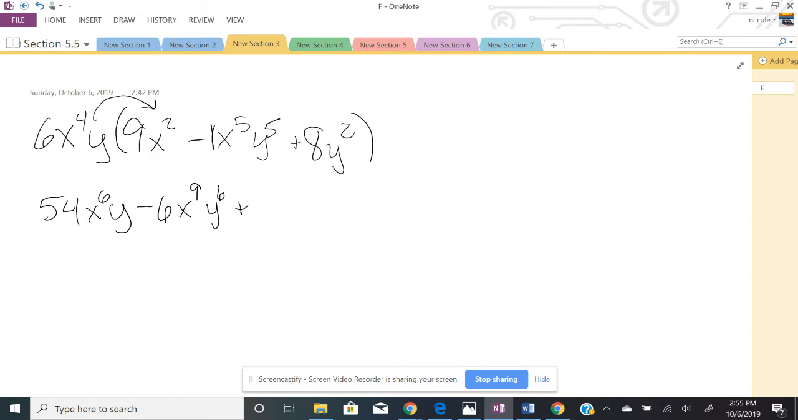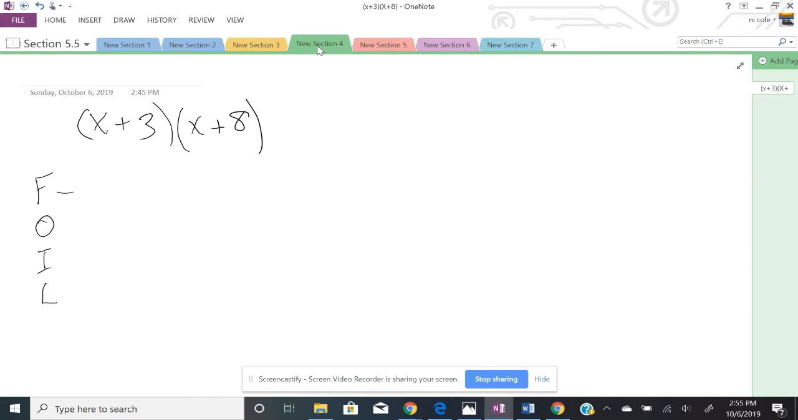plus. So let's see, then we have that. And now we're going to have this third one. 6 times 8 is 48. X to the fourth. Y times y squared becomes 1 plus 2 is 3. Y to the third. Okay.